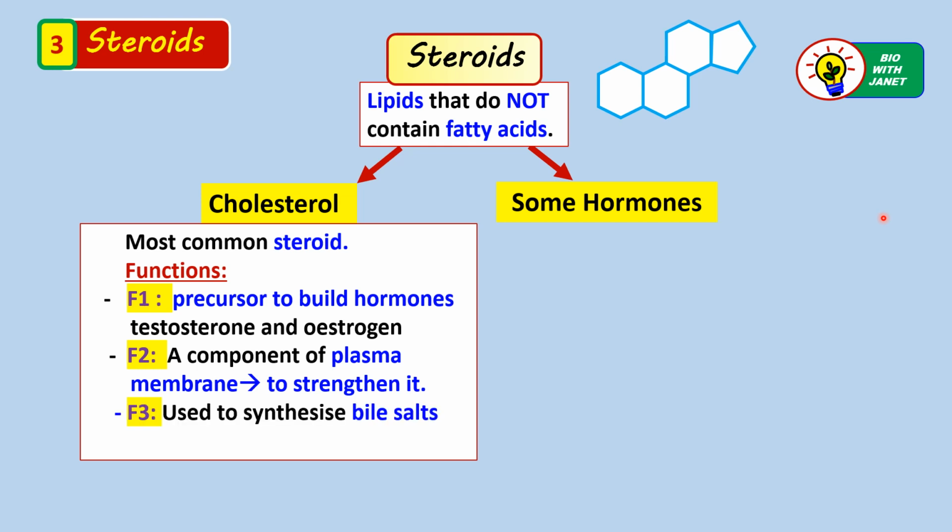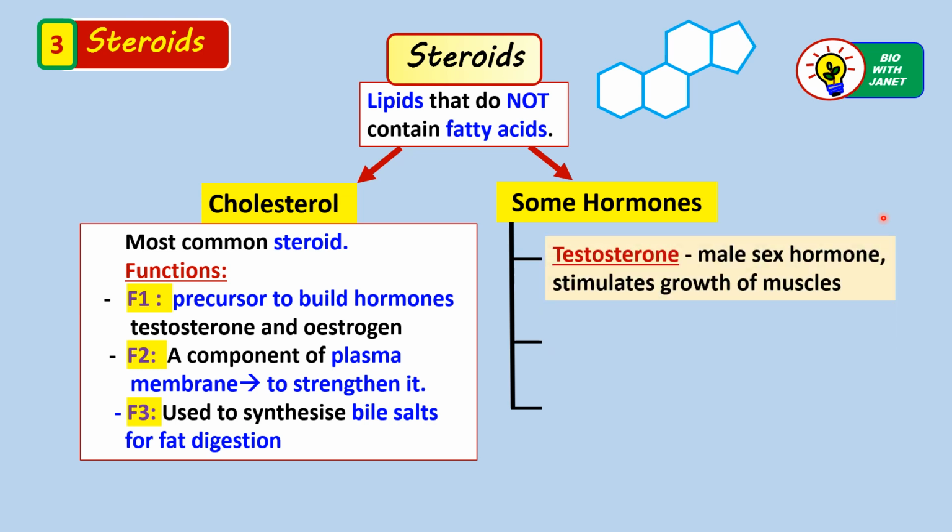Now, lastly, cholesterol is used to synthesize bile salts, which are used to emulsify fats during digestion. So the bile salts will break up the lipids of fats into tiny droplets for faster digestion by the enzymes like lipase. Okay, so cholesterol is used to synthesize bile salts in the liver for fat digestion.